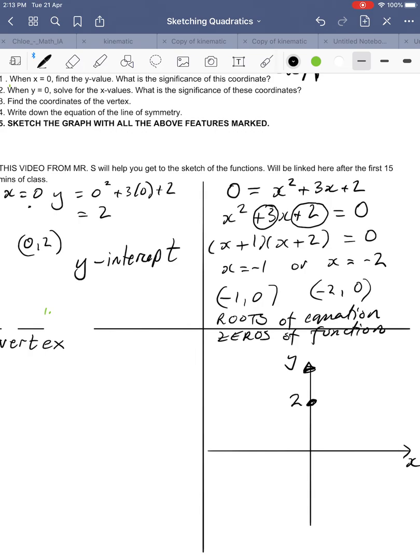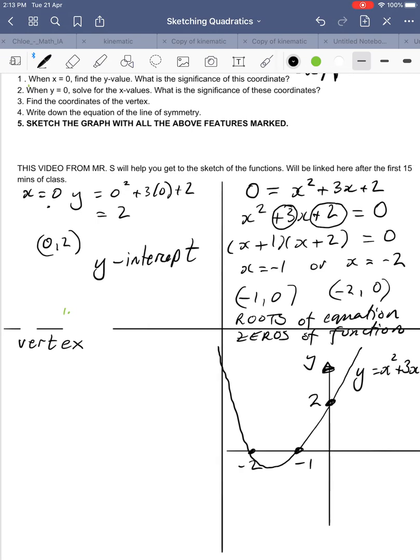So when I put those numbers on, I have negative 1 here and negative 2 here. And from just those 3 points, I can now sketch my parabola because it's a smiley face. It does this, and then it comes back up here. And I've pretty much sketched my quadratic x squared plus 3x plus 2, okay?